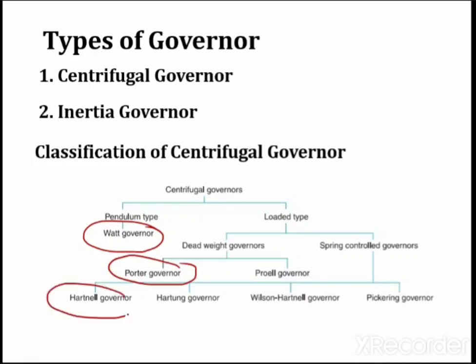Okay, so today we are going to understand the force analysis. What are we going to understand? The force analysis of the Watt governor, Porter governor, and Hartnell governor. These are the three basic governors we'll be studying. We are not going to study all the other types of governor. I hope it is clear, right?